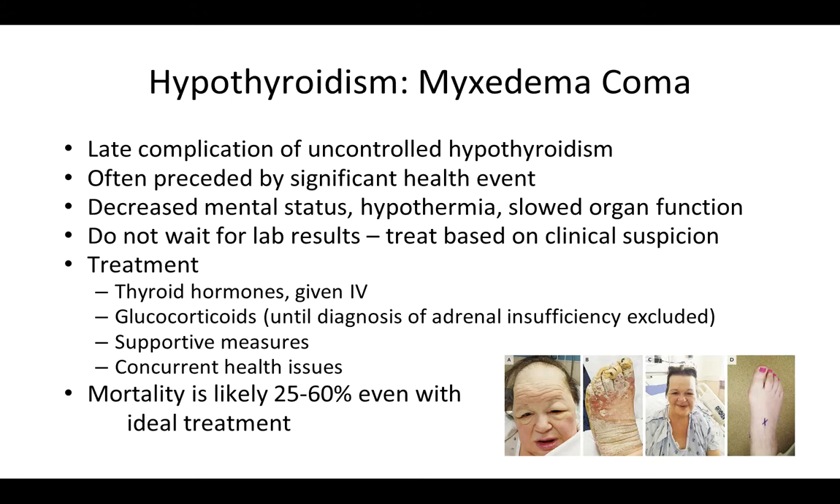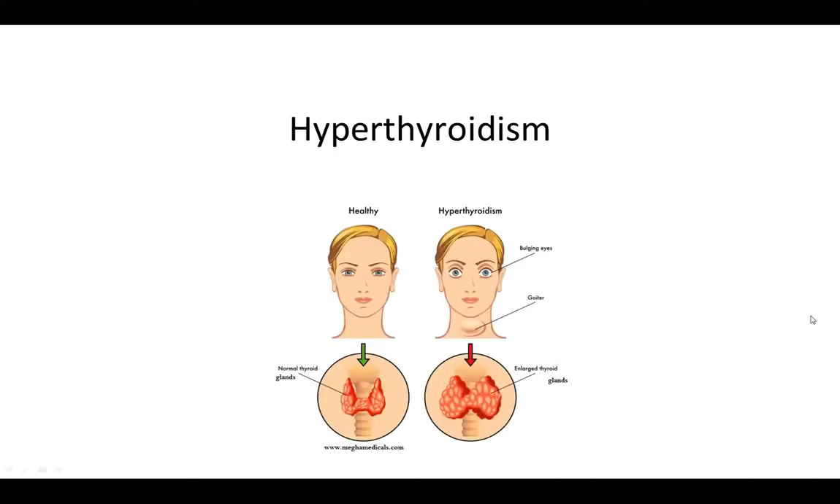The supportive measures that you'll use may include ICU admission, mechanical ventilation. They may need hyponatremia correction, passive rewarming, and empiric antibiotic therapy if infection is thought to be the precipitating event. So you can see this photo is from a case study in the New England Journal of Medicine showing a patient who presented in myxedema coma and then how she looked after she recovered.